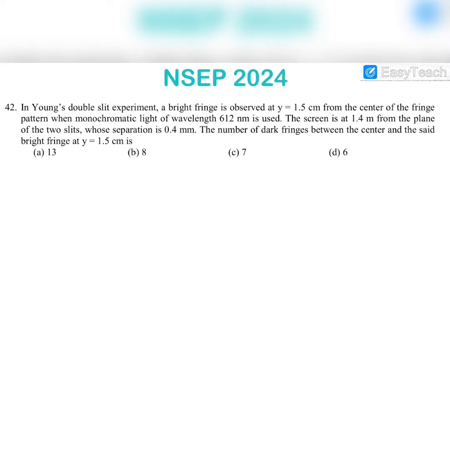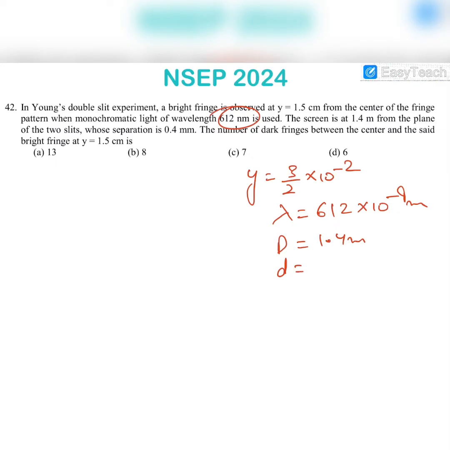In this question, you can see that in Young's double slit experiment, a bright fringe is observed at a height of 1.5 centimeter from the central maxima, or center of the screen, which is 3 by 2 into 10 raised to power minus 2 meters. It is given that lambda is 612 nanometer, which is 10 raised to power minus 9 meters, and capital D is 1.4 meter, and small d is 4 into 10 raised to power minus 4.